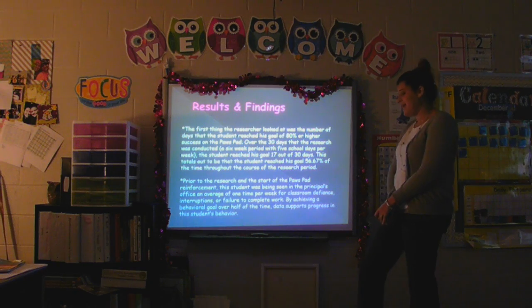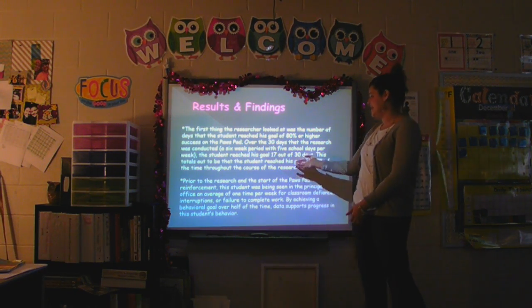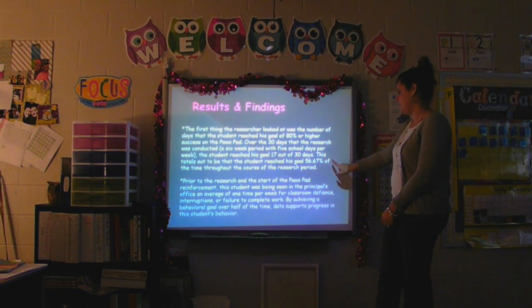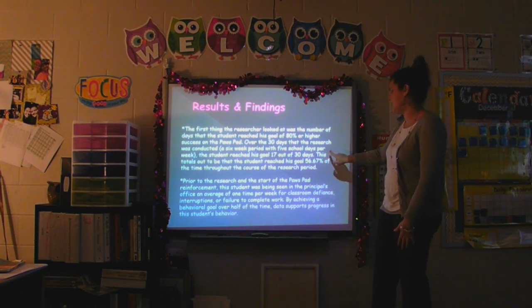By achieving a behavioral goal over half of the time, so the 56.67%, that really shows that this positive behavior support really did help to change his behavior. He really showed progress in that area.